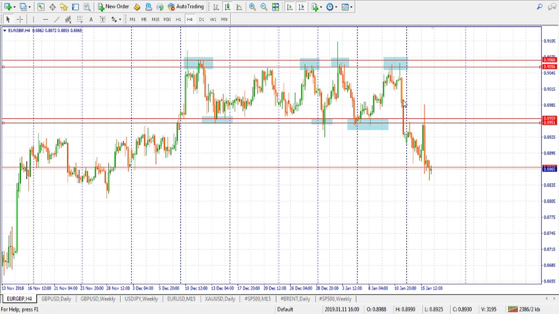Then this place has been broken. The same place where I kept buying has now been broken to the lower side. So the instance you see the price has gone below a level, you now switch to sellers. You now look for a sell. You're not supposed to buy anything that is below a key level. So this is another way you can help understand direction.